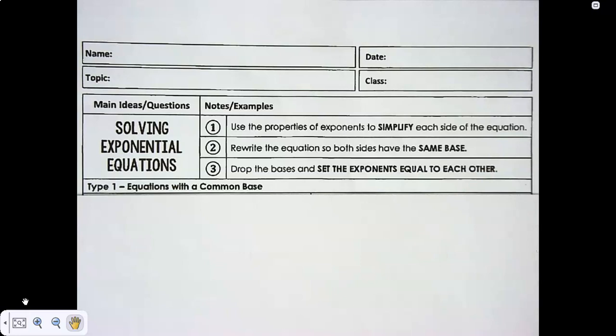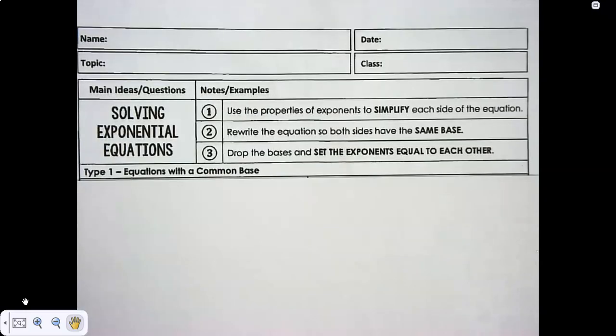The second rule here is rewrite the equation so both sides have the same base. You're going to have to know what I'm talking about when I say base. And I think if you watch enough of the examples, you'll know that it's the big part of the number and not the small part, the exponent. And then rule 3 is drop the bases and set the exponents equal to each other. By dropping the bases, it means we're going to be able to ignore them at some point. And we'll start with our examples.